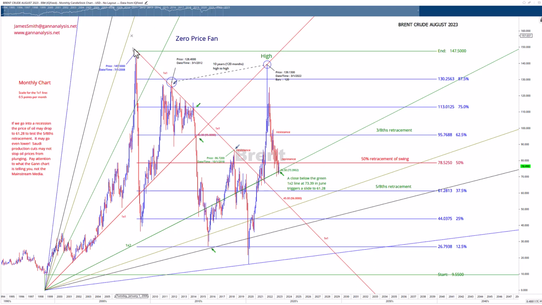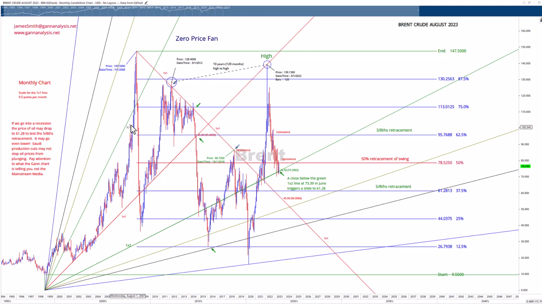So this division from the high to this low here, we divided into 8 equal increments, and halfway through the swing is called the 50% retracement, a 4/8 retracement, if you will. You count the number of divisions, 1, 2, 3, 4, 5, 6, 7, and then 8.